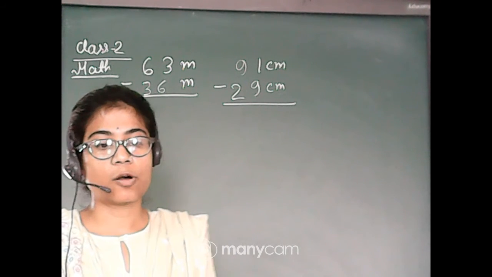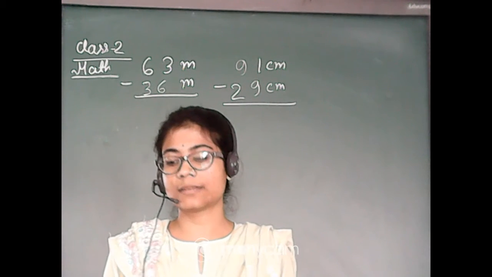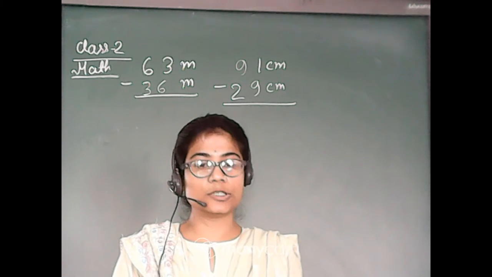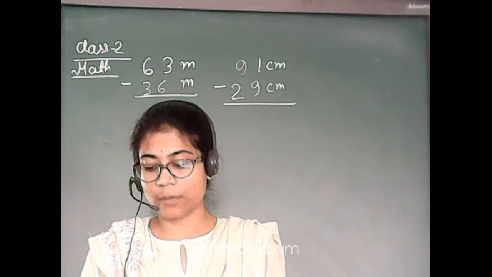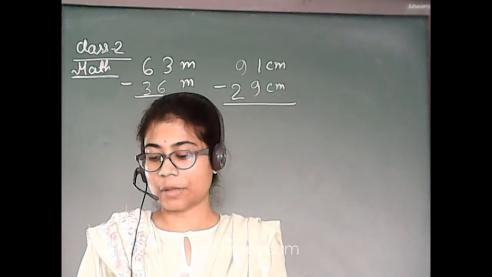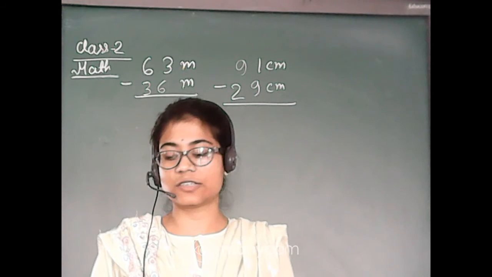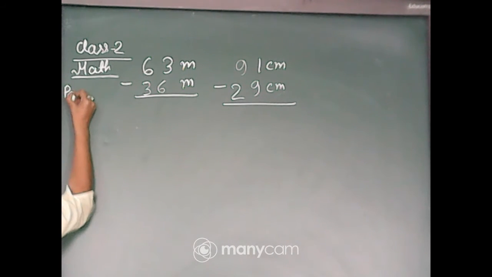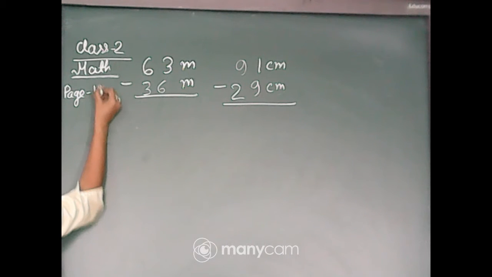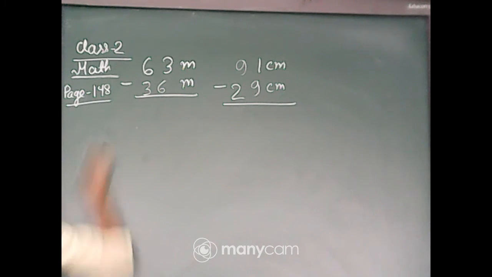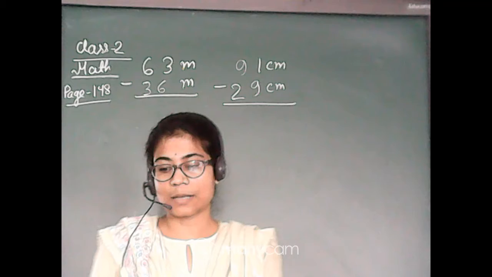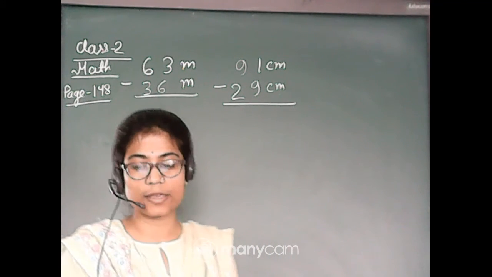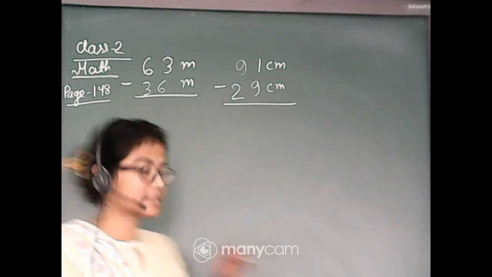So, students, we had already started the chapter on measurement of length, isn't it? Today we will do some subtraction from the exercise. Open page number 148 from your composite math book. A few subtractions I will explain for you, and the rest you will try to do by yourself. So let's see the first one.